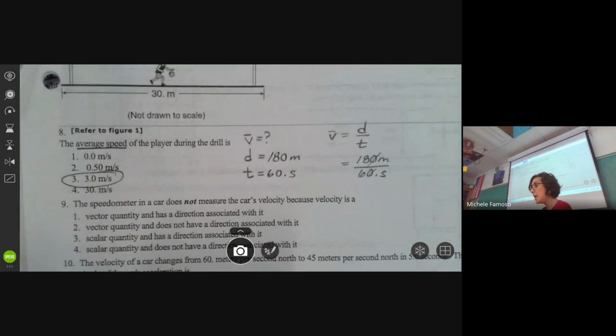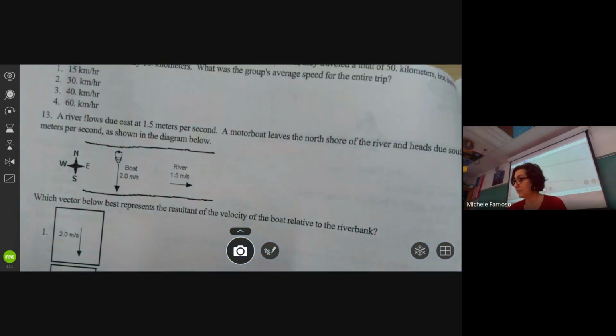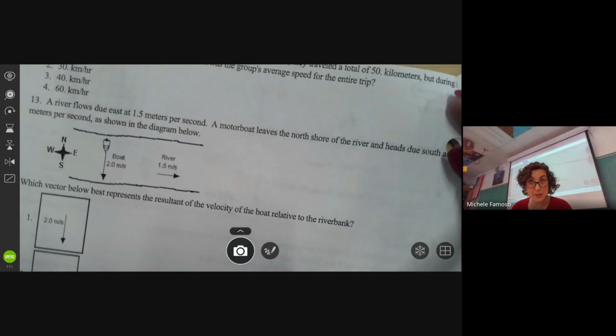All right, then the next 2 pages, please, through question 20. Anything here through question 20? All right, you have a question? I'm sorry, no? Okay.